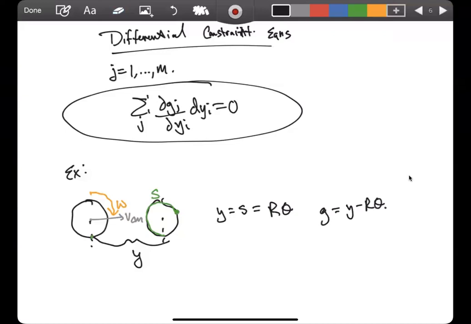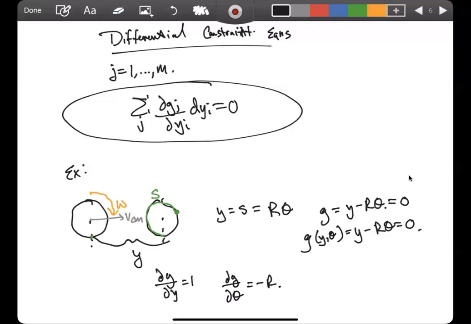So in this case, it wants us to simply determine the constraint equation and then determine the partial derivatives. So again, this is my constraint equation. This is my g, which depends on y and theta, and is equal to y minus r theta, that is equal to 0. Let's look at our partial derivatives. The partial derivative of g with respect to y is simply 1, and the partial of g with respect to theta is equal to negative r.